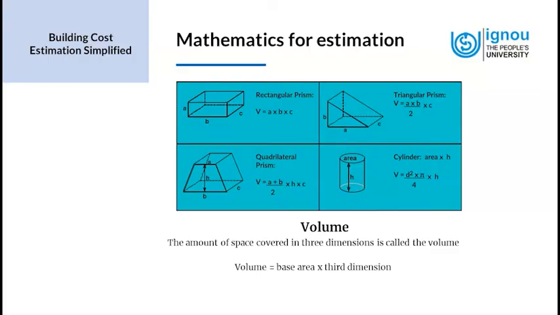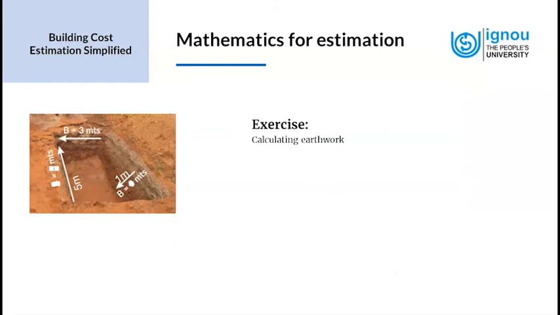Now we'll look at the concept of volume. So the volumes of some of the common objects or some of the shapes that we will come across in building projects: we have a rectangular prism, triangular prism, quadrilateral prism, and a cylinder. The volume is the amount of space covered in 3 dimensions, and the volume is usually the base area into the 3rd dimension, which could be the height. So let's see how we use the formula that we know for volume to find out the earthwork that is required in a building.